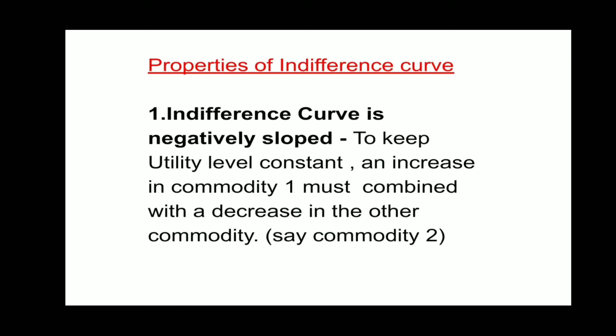Now let us see some of the properties of indifference curve. The first property is indifference curve is negatively sloped. As we have discussed earlier, to keep utility level constant, an increase in commodity 1 must combine with a decrease in the other commodity, say commodity 2. Like in MRS we have discussed that whenever we want to increase the consumption of one commodity, say commodity 1, the consumption level of commodity 2 goes on decreasing. It means the units of commodity 2 are sacrificed in order to get commodity 1. So that is the reason indifference curve is negatively sloped.